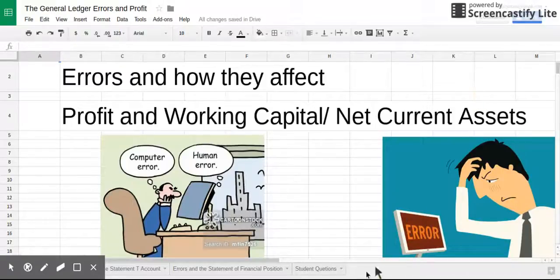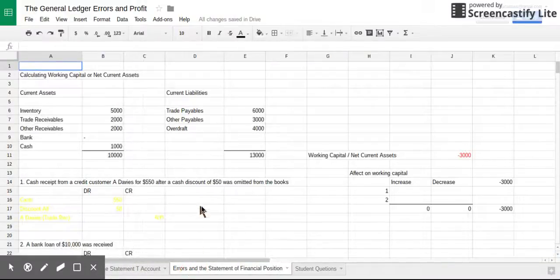What we're going to look at now is the other thing that could be affected by an error, and that's the statement of financial position. And this is a relatively easy one. The most common one in an exam question, so that's what I'm going to focus on, is the impact on something called working capital. Working capital is the difference between your current assets and your current liabilities.